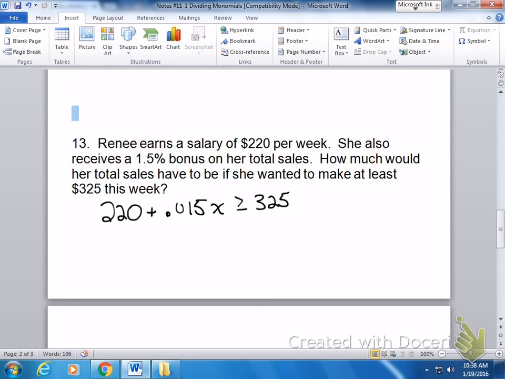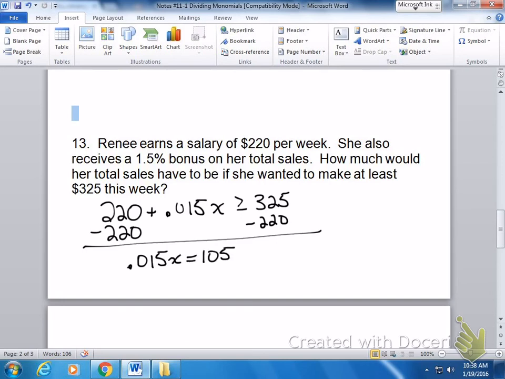So we got a couple little moves here and we're finished. First, subtract 220 from both sides. You get 0.015x equals 105. I divide both sides by 0.015. And you end up with x needs to be greater than or equal to $7,000.